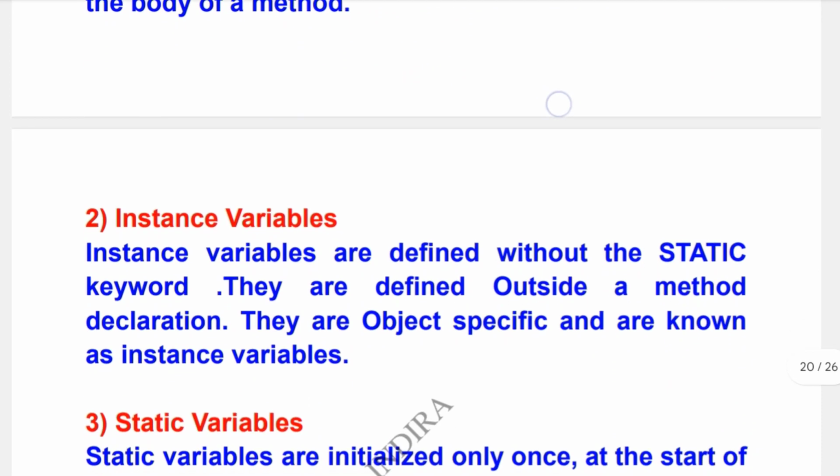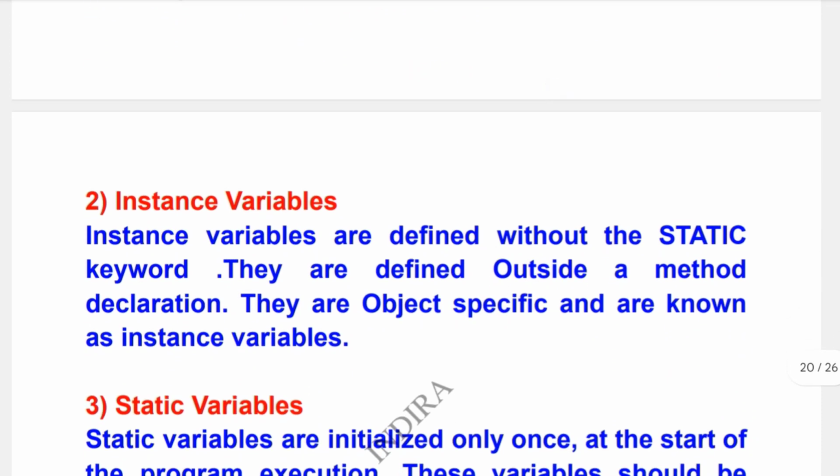And instance variables. Instance variables are defined without the static keyword. They are defined outside a method declaration. So here instance variables are declared outside of the method declaration, without the static keyword. They are object specific and known as instance variables.